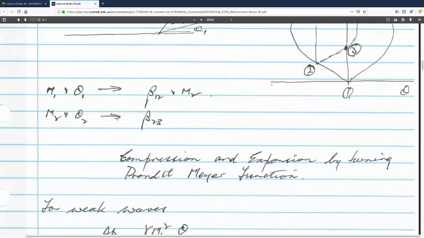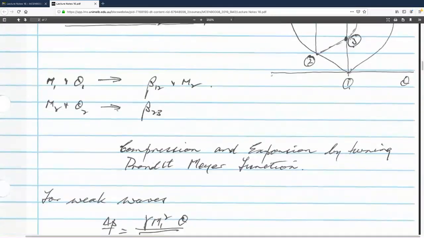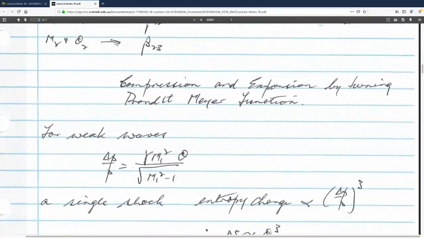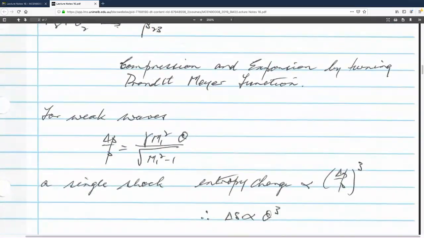Now I want to talk about compression and expansions by turning, the Prandtl-Meyer function. Okay, so now you can begin to see how I've used earlier parts of this course to set things up for me later. And what I've just done, I've shown you that the pressure rise across a weak shock is gamma M1 squared theta over the square root of M1 squared minus 1. So for M1 greater than 1, I turn the flow and I get a pressure rise.